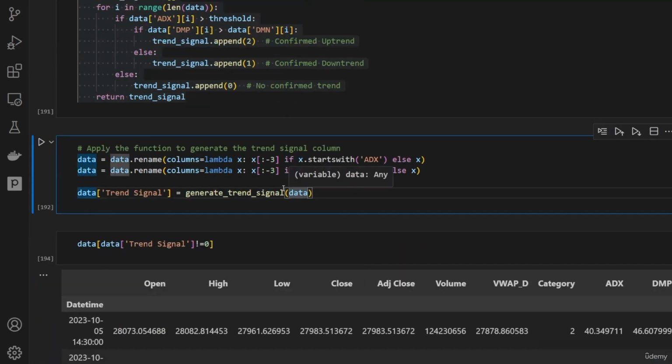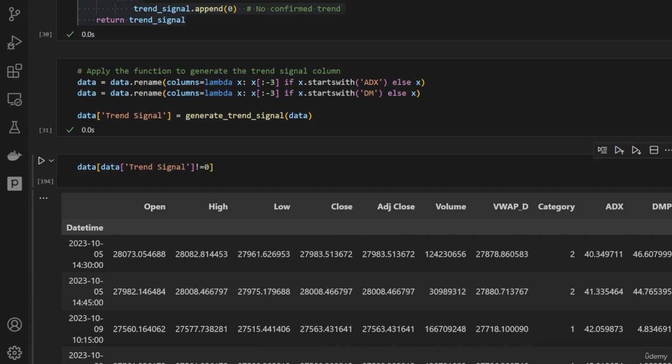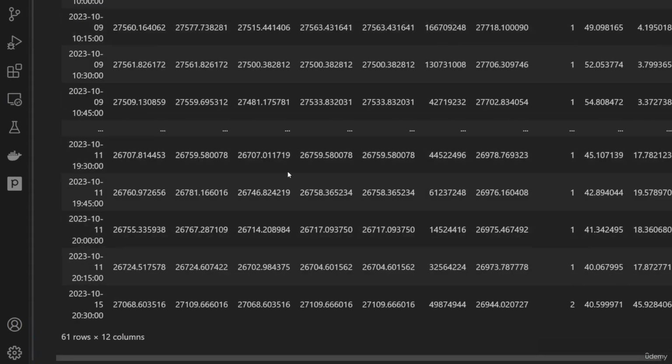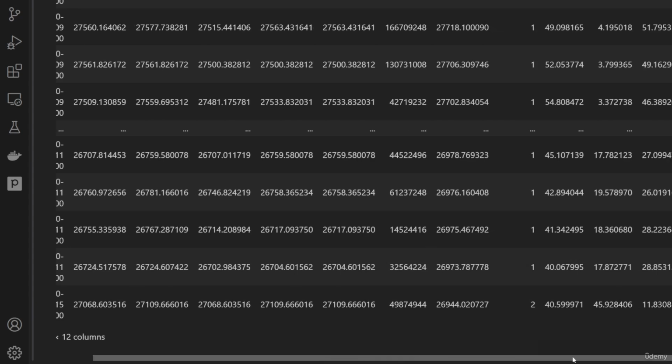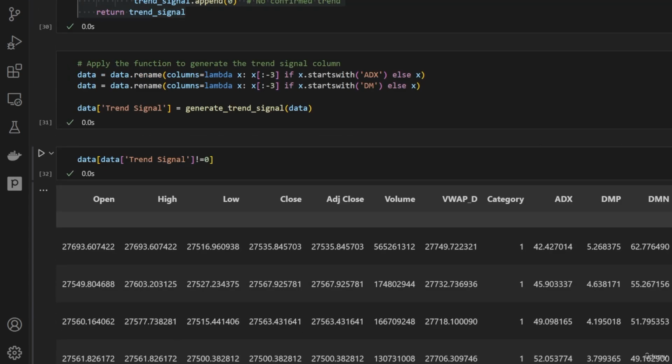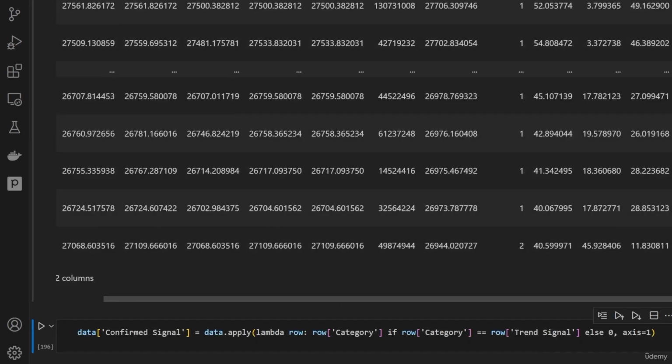And I'm only providing data, the data frame, as an input. And if I want to select only the rows where I have a signal which is different than 0, so if I have an uptrend using the ADX or a downtrend, we can verify this, which is the last column. So trend signal 1, 1, etc. So we have 2 here.